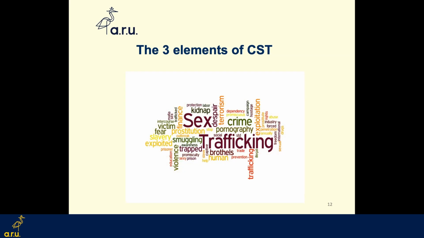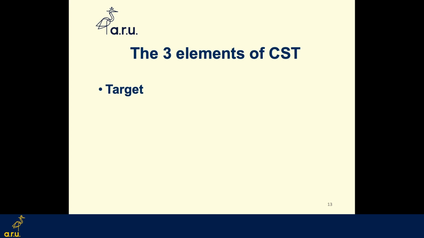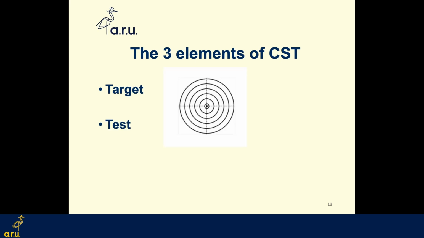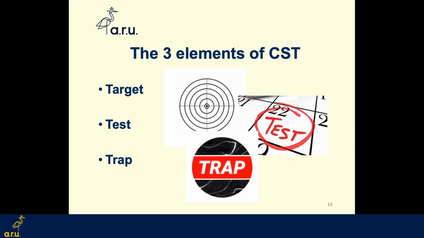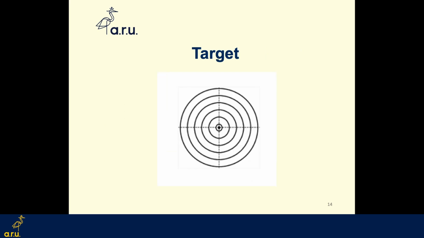So we have 3 elements of child sex trafficking, and these 3 elements are the target, the test, and the trap. The perpetrators tend to use these 3 elements to trap young people. The first part is the target. This is when the perpetrators observe children, start manipulating them and recruiting them. They start marking them out for someone to watch. They're looking at their vulnerabilities. Like I said, they're observing them. They know the traits of the young people they can traffic. They discover the children's vulnerabilities, and this is the element where they start gaining and developing trust.